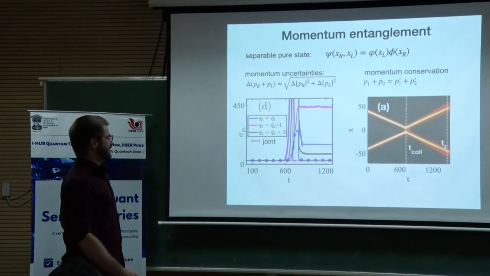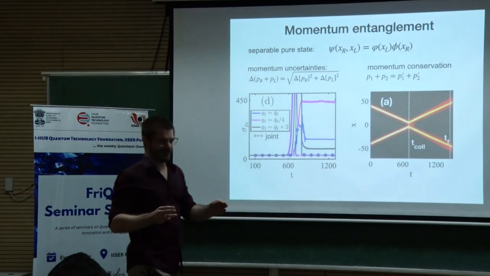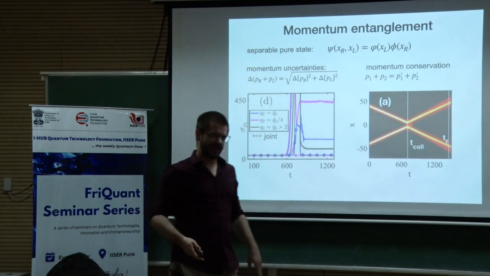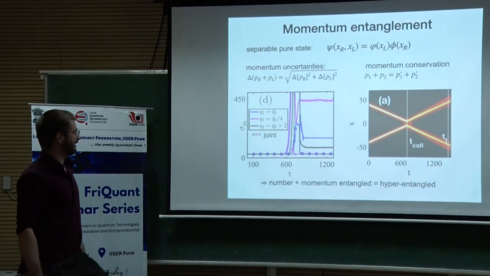And we can find some similar poor man's criteria for momentum entanglement, but that should be obvious, right? So it's a superposition of all these different outgoing momenta. As long as it's quantum coherent, that will be entangled. So both these things are entangled.